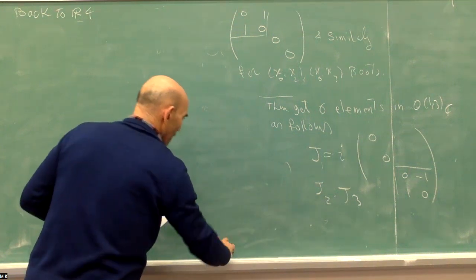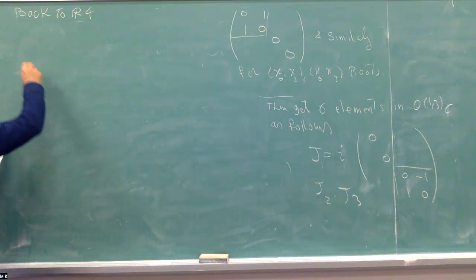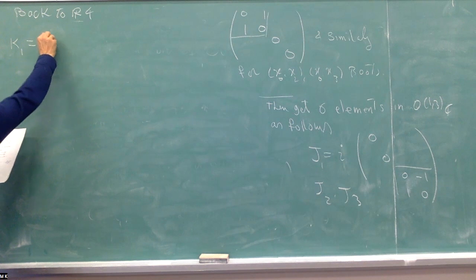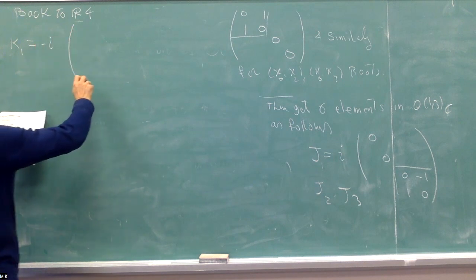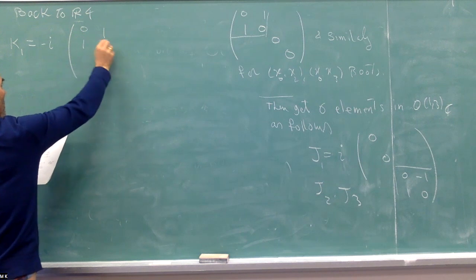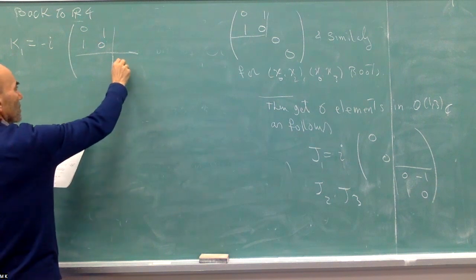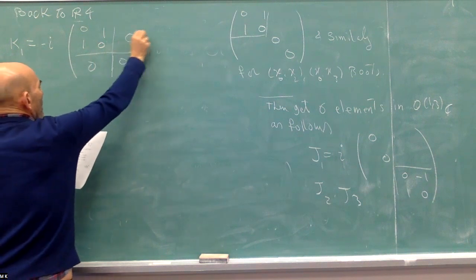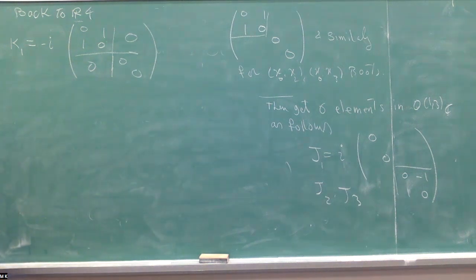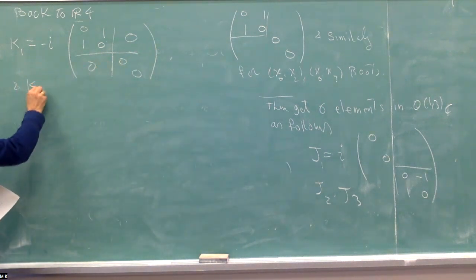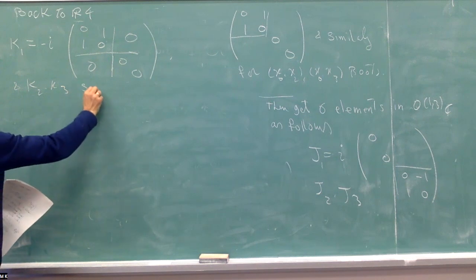For example, K1 is the following element, -I times this matrix, which is 0, 1, 1, 0, and then 0, 0, 0. This is K1, which is that generator in the real case, but multiplied by -I. And K2 and K3 are similar.